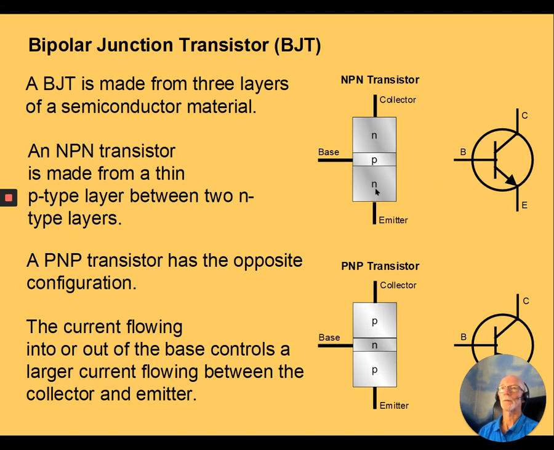We have NPN, and we call that an NPN transistor, where the P region, the base, is in the middle and controls the flow of current through the device. A PNP transistor, on the other hand, has N-type material in the middle, and it controls the current through the device.